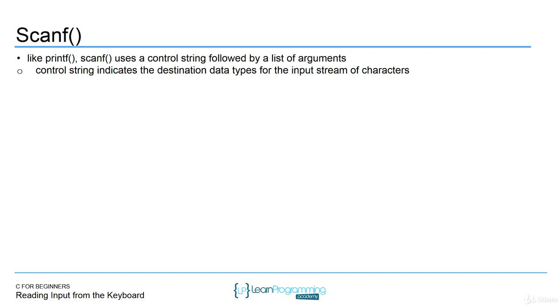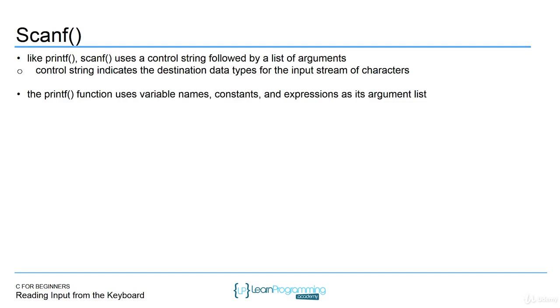So scanf is very similar to printf, but it is a little different in certain arguments that it takes. It still uses a control string followed by a list of arguments. So there's going to be something in those double quotes. The double quotes typically will only contain one thing, and it will be the format specifier, how you're going to convert the data. So the control string indicates the destination data types for the input stream of characters. It's that format specifier. %d, %c, %s, %f for float, and so forth.